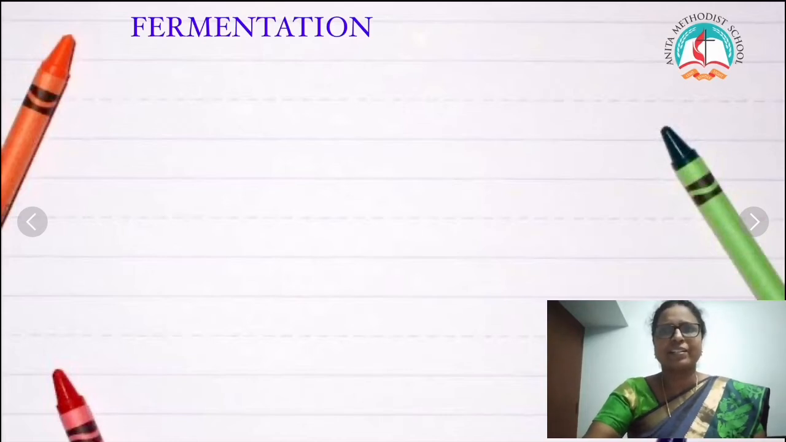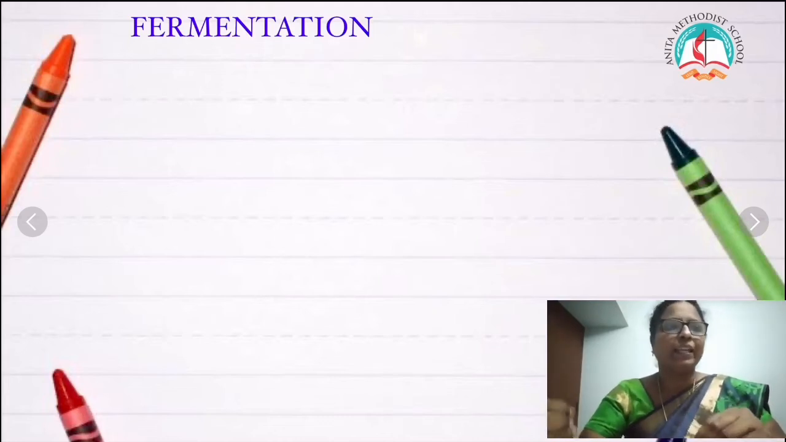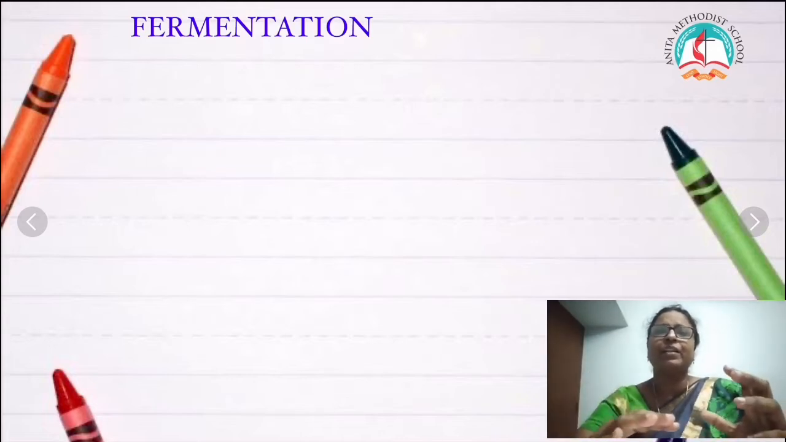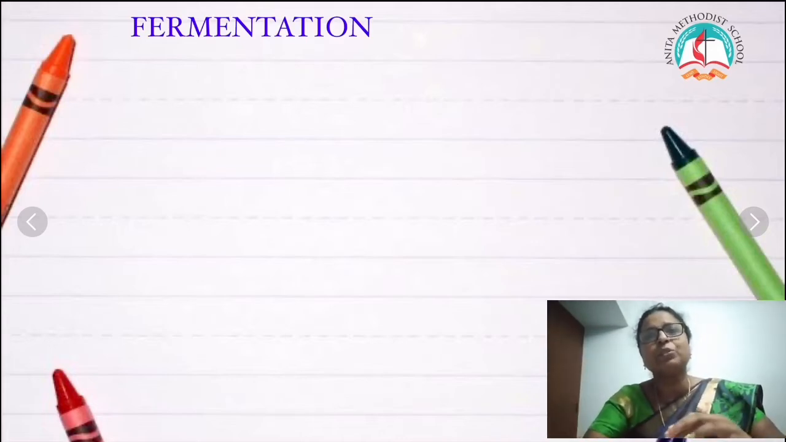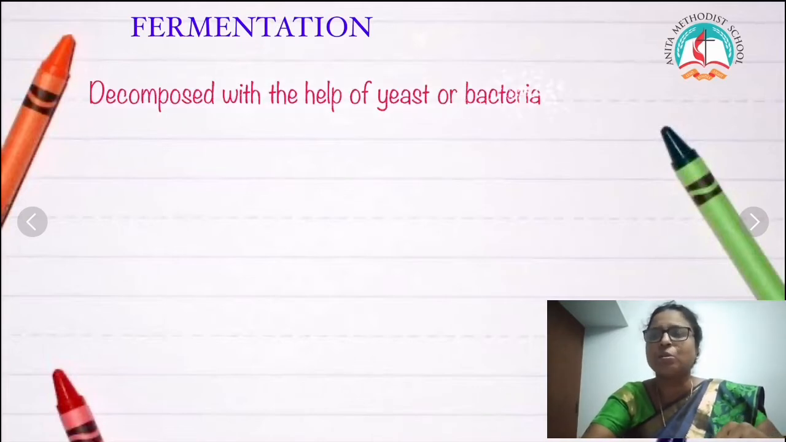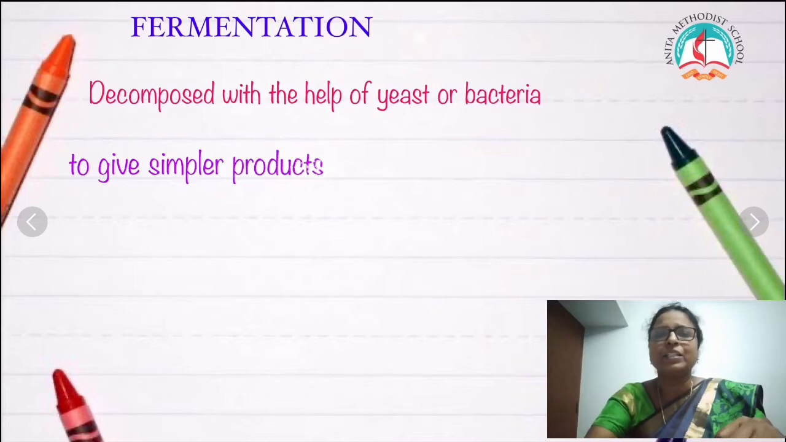A chemical reaction in which a substance is decomposed with the help of yeast and bacteria to give simpler products. So what is fermentation? It is a chemical reaction that occurs in the presence of yeast or bacteria, and the substance is converted into simpler products. That process is called fermentation. You can see here, the substance is decomposed with the help of yeast or bacteria to give simpler products.